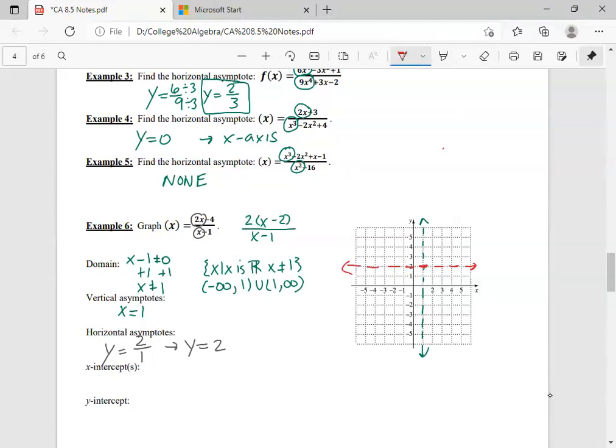If I want to find the x-intercepts, they happen when y is equal to 0. I'll worry about what x is. And remember that you just have to do the zeros of the numerator. So we just have to look at when 2x minus 4 equals 0. We would add 4, 2x is equal to 4, divide by 2. So x is equal to 2.